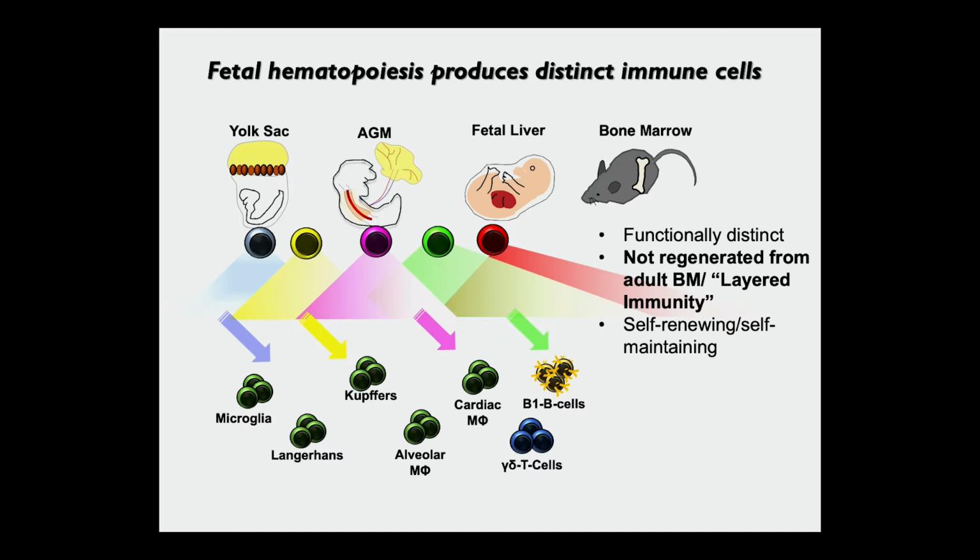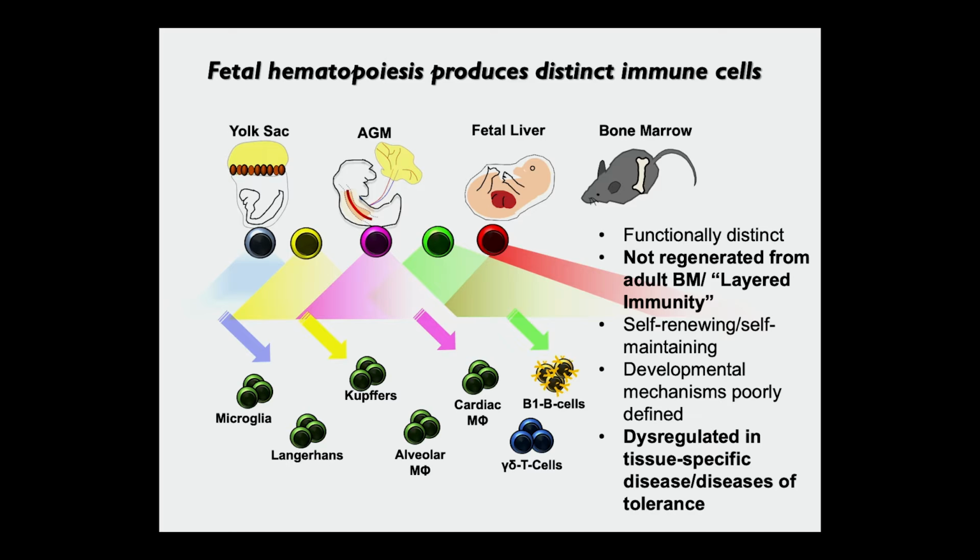Because of this, these cells show a very unique capacity to self-renew or self-maintain in their tissues of residence across the lifespan. The developmental mechanisms that specify these cells are generally poorly understood, besides knowing that they come from fetal hematopoiesis. And so part of my lab works on trying to understand how fetal hematopoiesis makes such different types of cells as compared to adult hematopoiesis.